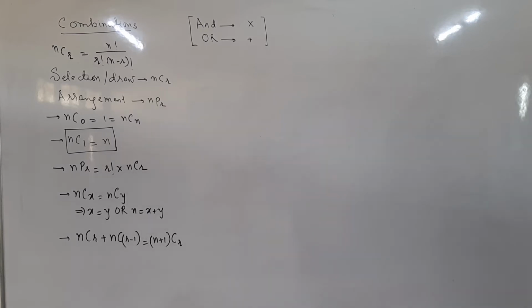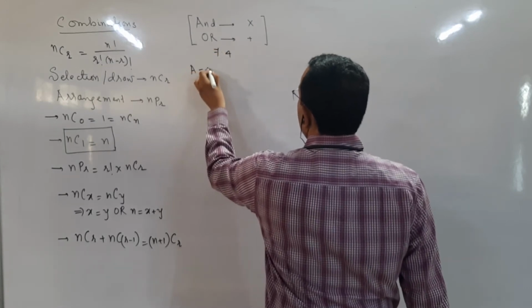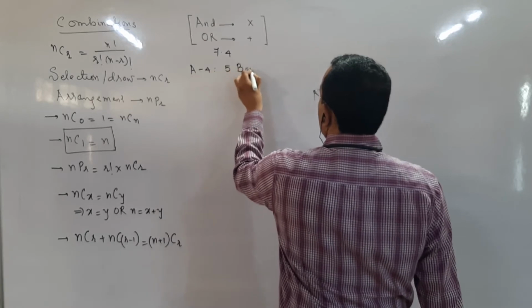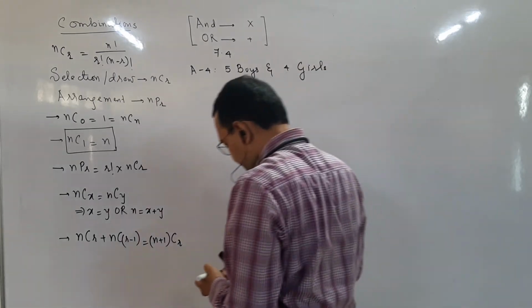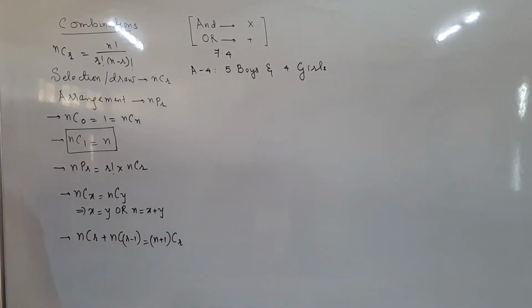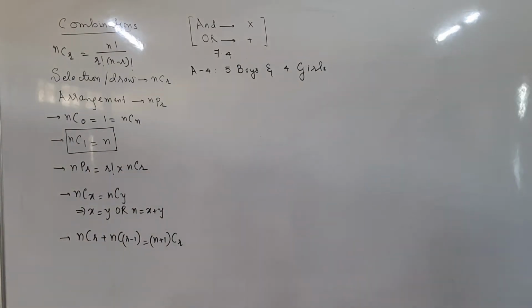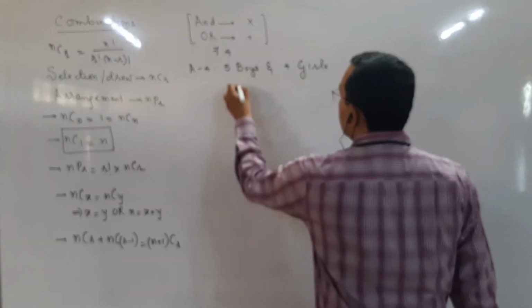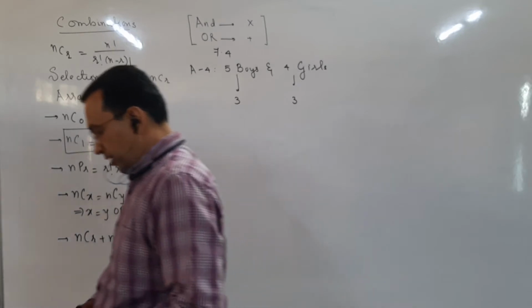Now, what are we given? In how many ways can a team of 3 boys and 3 girls be selected from 5 boys and 4 girls? We are given 5 boys and 4 girls. From 5 boys we have to select 3, and from 4 girls also we have to select 3.